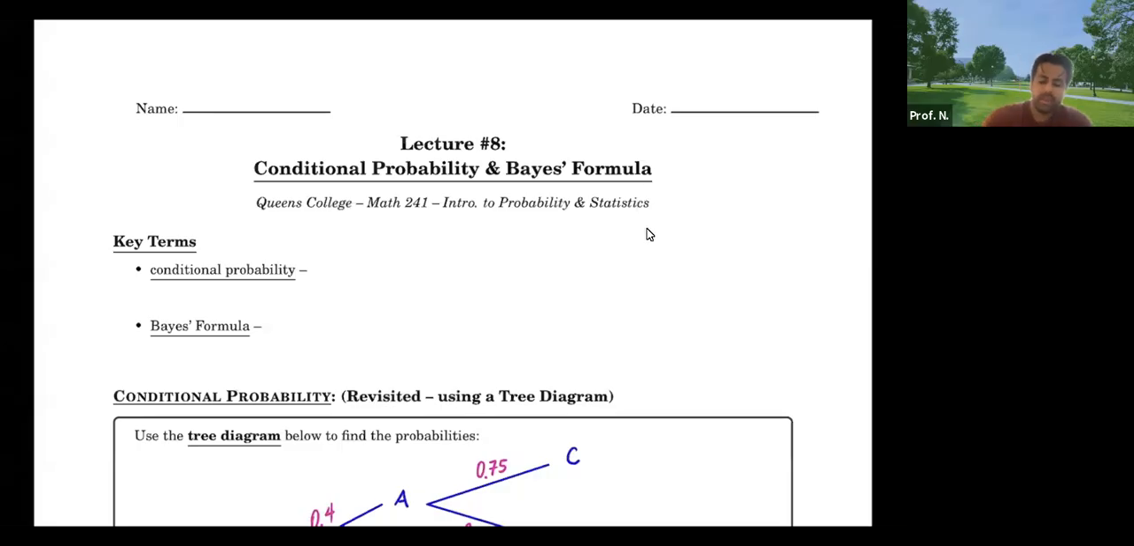All right, so today we're going to talk about conditional probability and the Bayes formula, but now we're going to do it from a different approach. Today is the 29th.